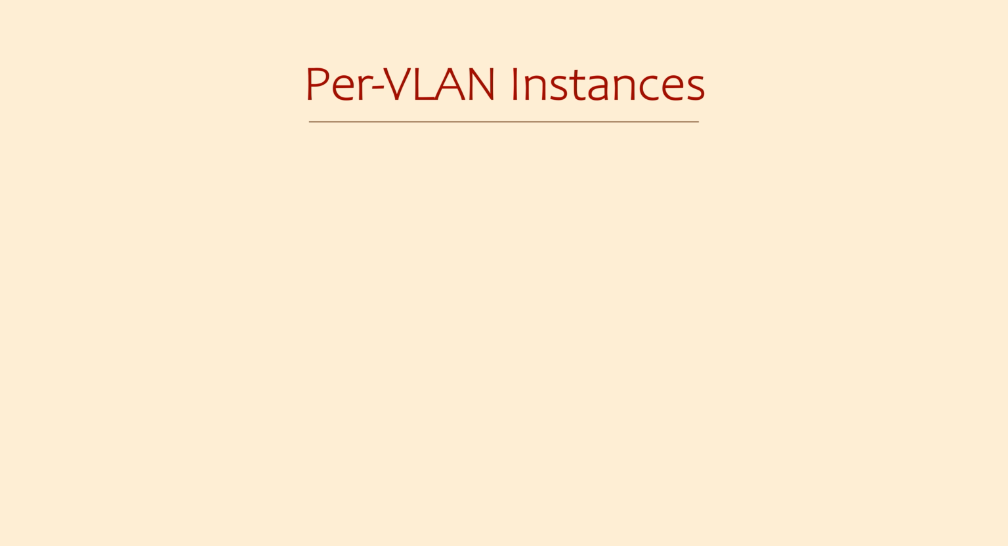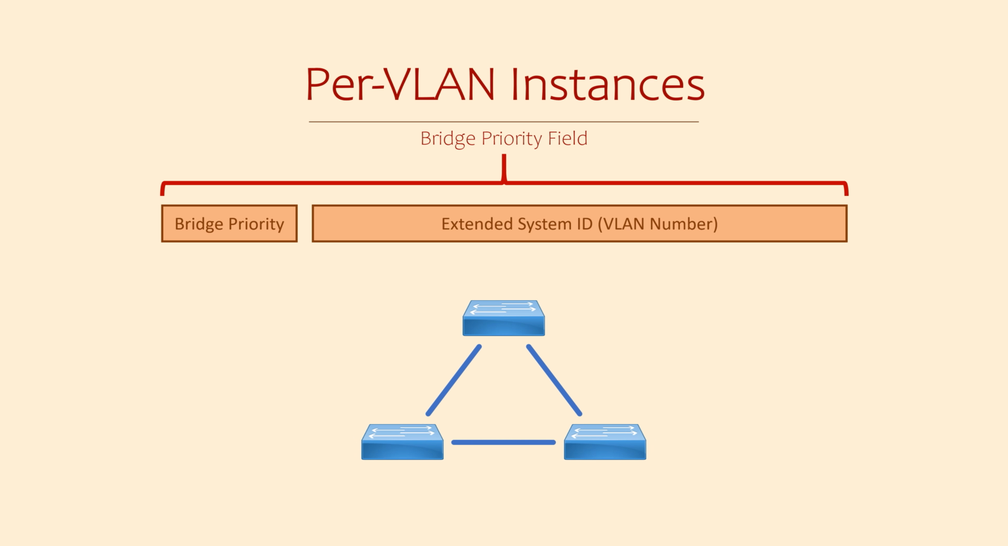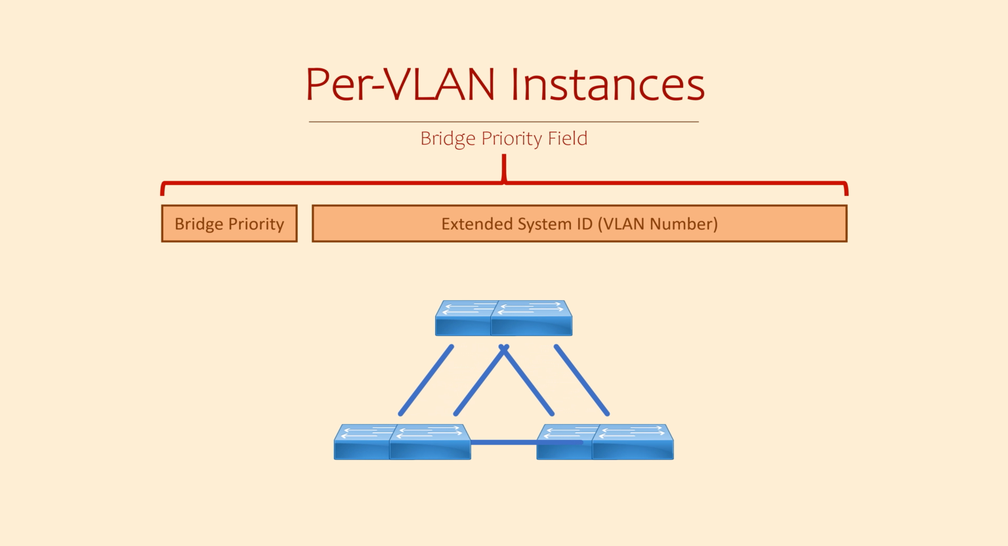Okay, so what do I mean when I say VLAN aware or per-VLAN? Well, traditionally, the spanning tree topology is the same for the entire switching domain. If a port is the root port, it's the root port for all VLANs. If a port is blocked, it is blocked for all VLANs. In the per-VLAN model, there is a separate spanning tree instance for each VLAN.